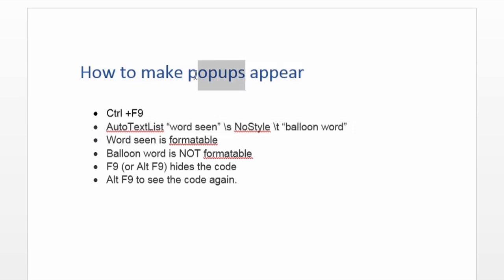And I wanna turn this word pop-ups into a pop-up. So I'm just gonna delete it to start with. And then I'm gonna use Control F9, and that makes my equation brackets appear. And then I'm just gonna paste that equation in.